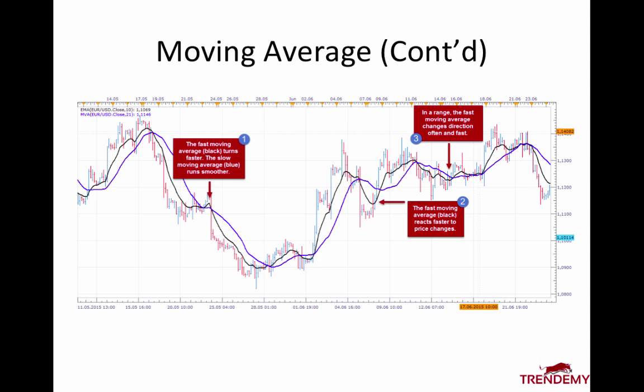Anyway, here are 3 bonus tips from me. The faster moving average reacts much faster to sudden changes, whereas the slow moving average runs smoother. In an established trend, a slow moving average can potentially keep you in the trend longer. However, a fast moving average signals a change in price movement faster. In sideways cases, the fast moving average changes direction frequently, so fast.